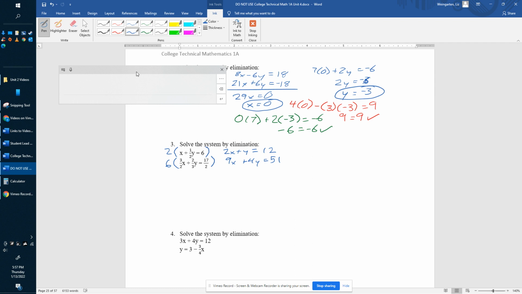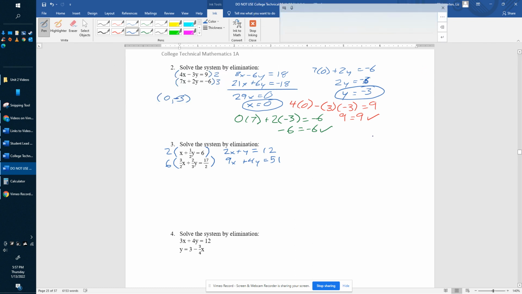So we have a 2x, a 9x, a y, and a 4y. I feel as if we multiplied this top one by a negative 4, then our y's will cancel out. So what do we get? Negative 8x minus 4y equals negative 48. We'll add the other equation, 9x plus 4y equals 51. Sum those up. The y's cancel out, and we get x equals 3.